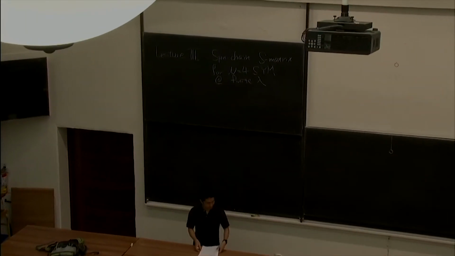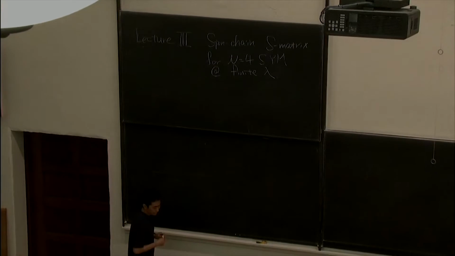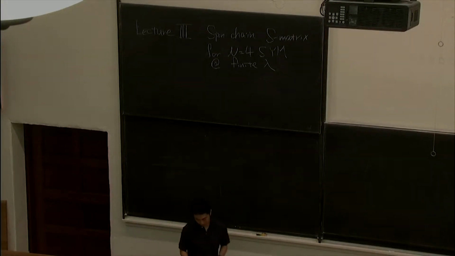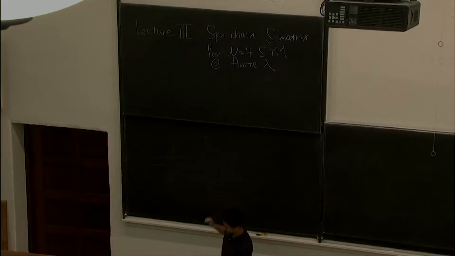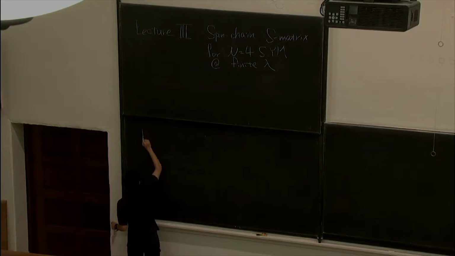So let's start the last lecture of mine. Today I'm going to talk about how to determine the S matrix, in particular the spin chain S matrix, which describes N=4 super Yang-Mills theory at finite coupling. Let me first start with a review.